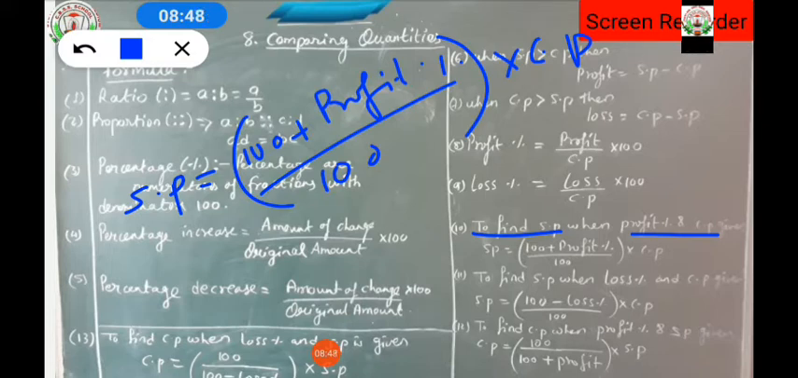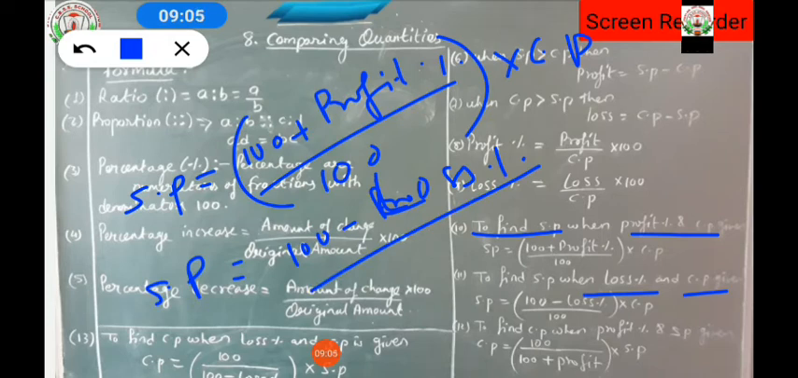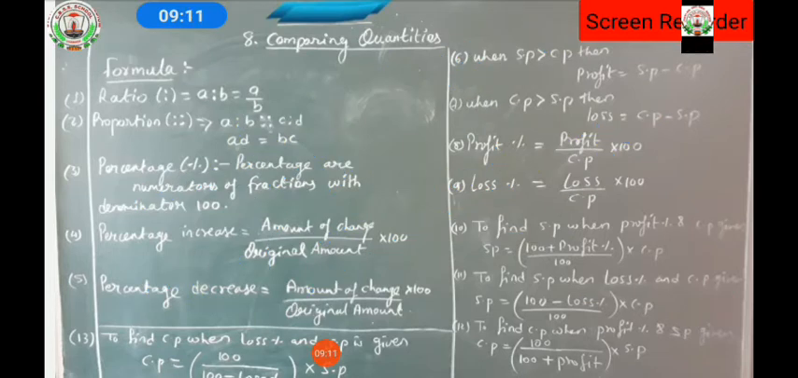Same way, when you have to find the SP, selling price, when loss percent and CP is given. At that time, the formula will remain the same, only what it will be, in place of profit percent, loss percent will come, and in place of plus, minus will come into CP. Okay, so in this way you have to do it.